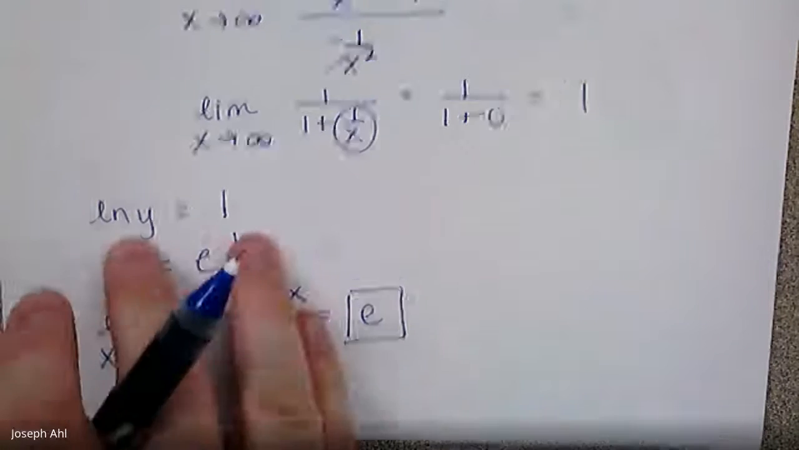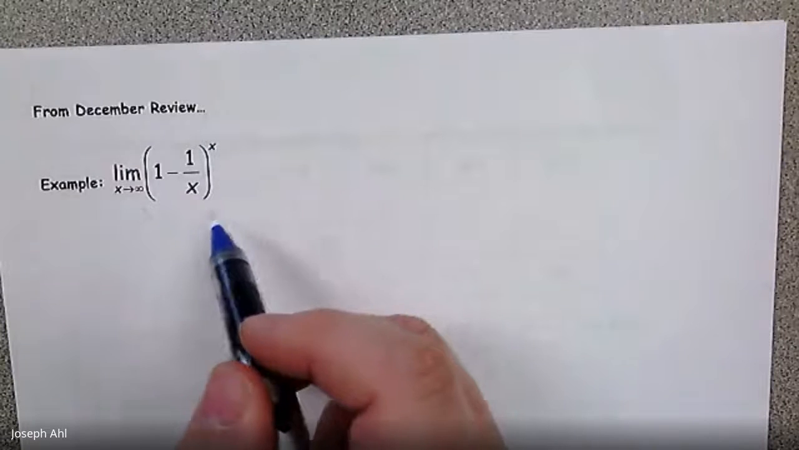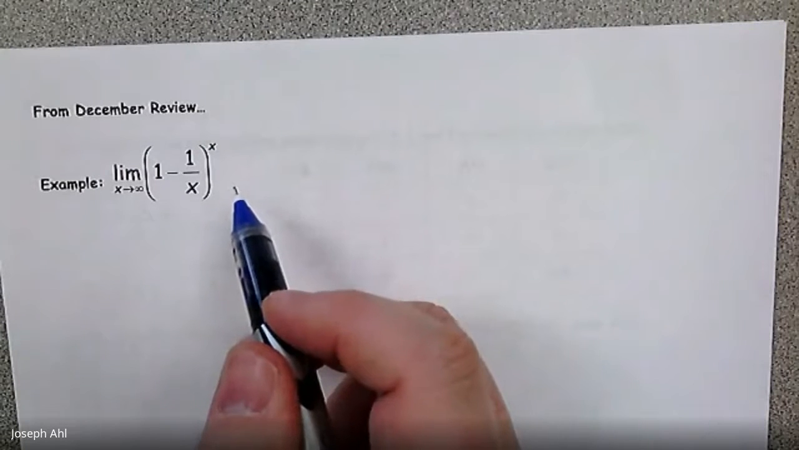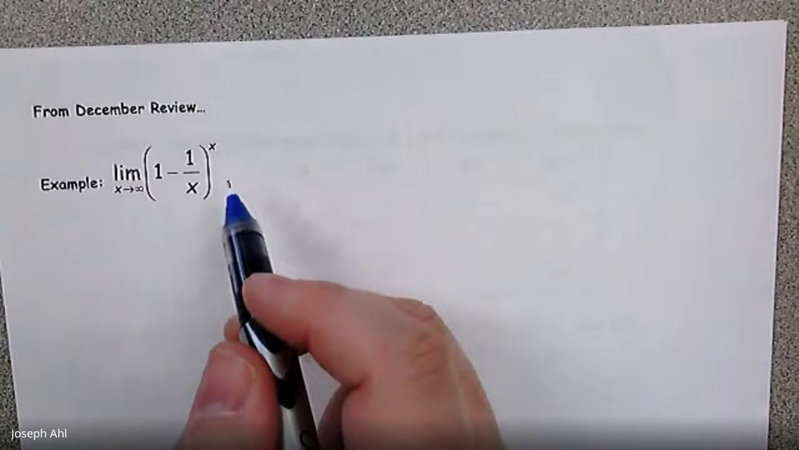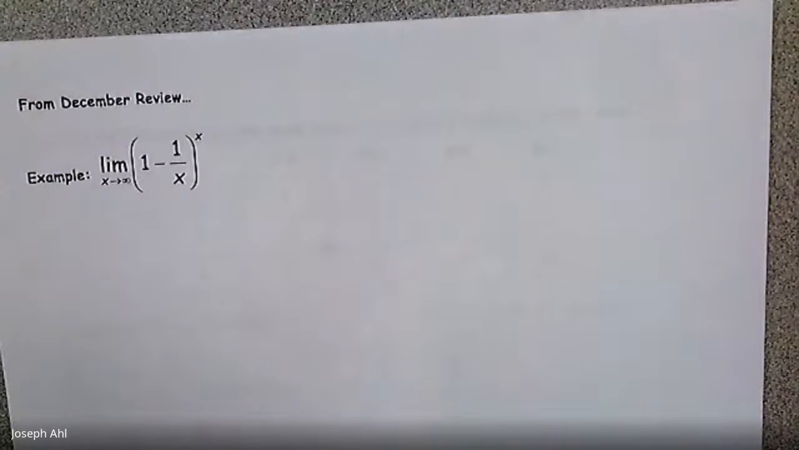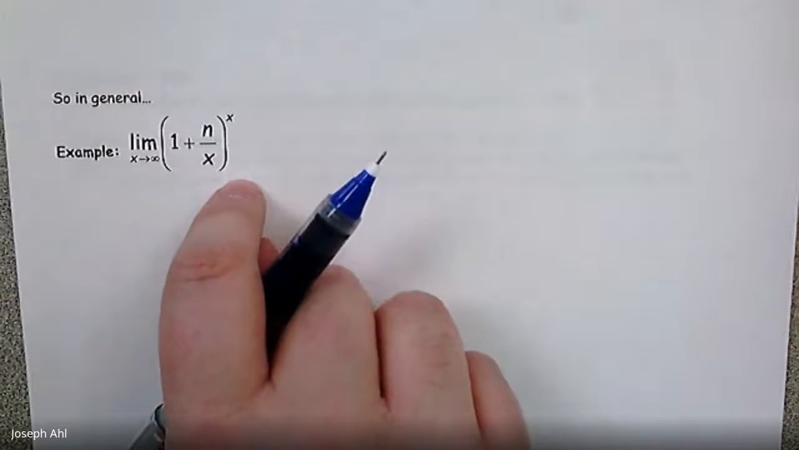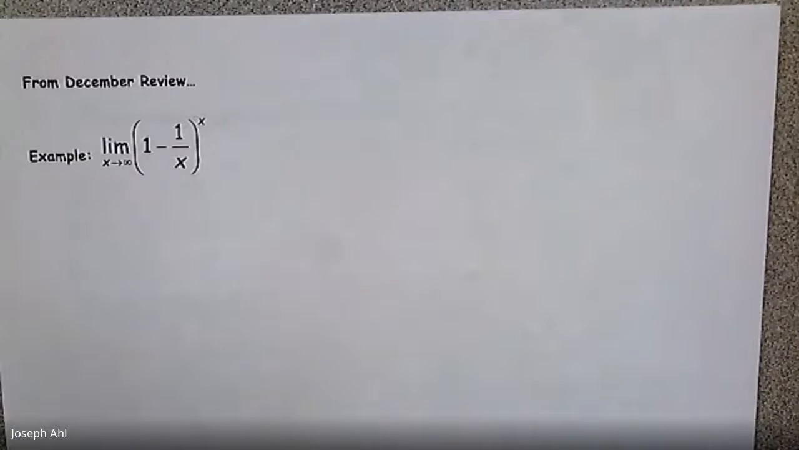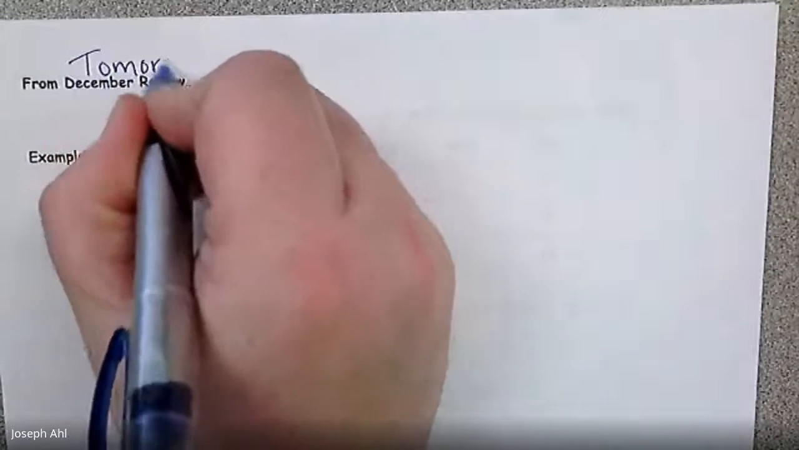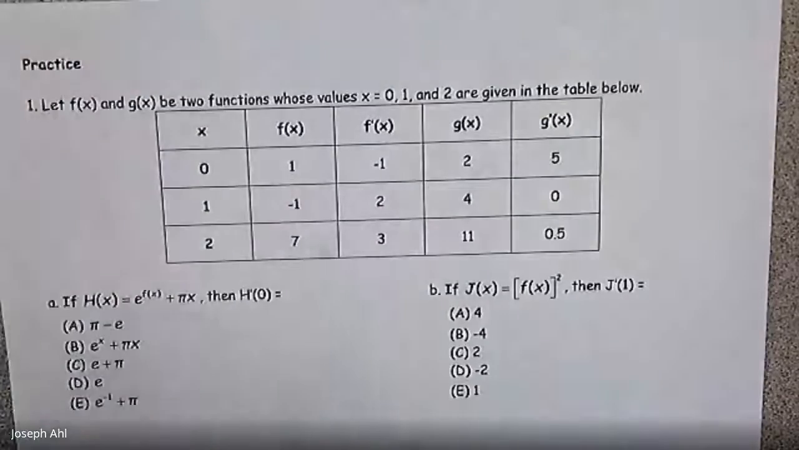What I'll do is I'll save these next two for tomorrow in class, but if you're curious about trying them, this is from the December review. This is a question that you would have had to do probably just by analyzing it graphically, but now you should have the skills to do this. Use a very similar approach. Let y equal 1 minus 1 over x to the x, ln both sides. See if you can figure out what this equals. And then we're going to generalize it to what if this is just n over x? We're going to build that case. So I'll save those two examples for tomorrow. And once we go over those two cases, then I'll have you try these for practice in class.